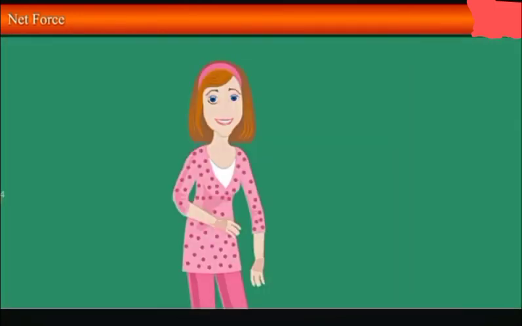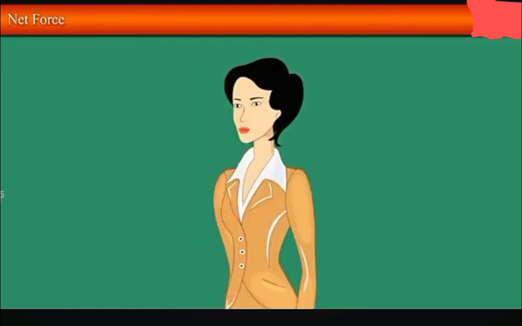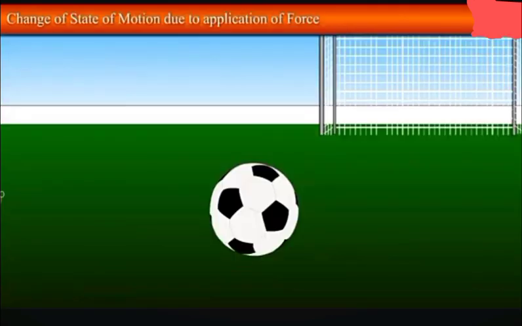Does it mean that the net force on an object is zero if the two forces acting on it in opposite directions are equal? Yes, that is correct, Juhi. It is at rest, and so its speed is zero.